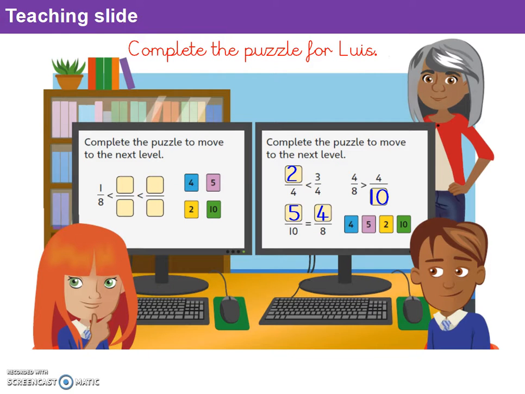So now by using our bar model methods to compare unlike fractions to check whether they're equivalent or not equivalent, you can see that Lewis has solved this problem as 2/4 is less than 3/4, 4/8 is greater than 4/10, and 5/10 is equal to 4/8. And now we can begin with Olivia's problem.